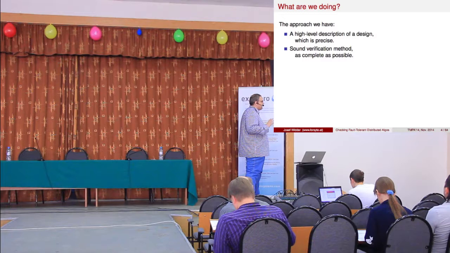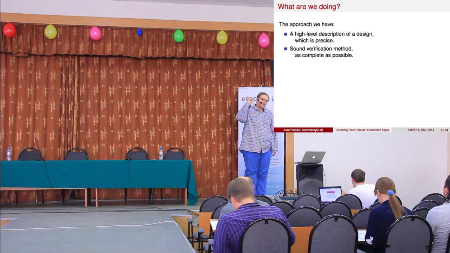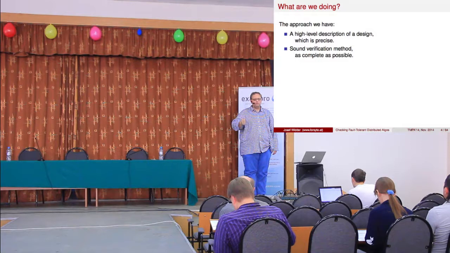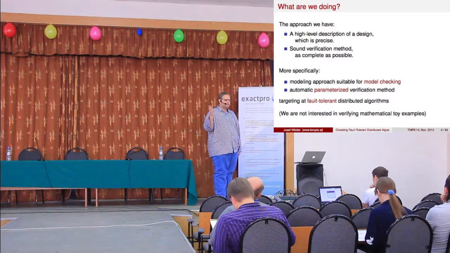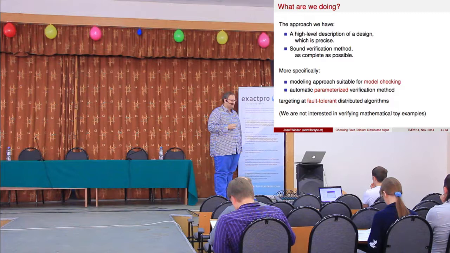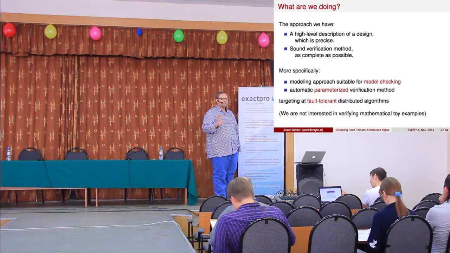Which means that every time we take a decision of what detail we include in the model, we have to understand that this might involve a big amount of complexity on the verification side. So we need to strike the balance between expressiveness and being able to do automated verification. So the verification approach we take is model checking, or parameterized model checking, as Igor will talk about tomorrow in two very exciting talks. And we targeted fault-tolerant distributed algorithms.